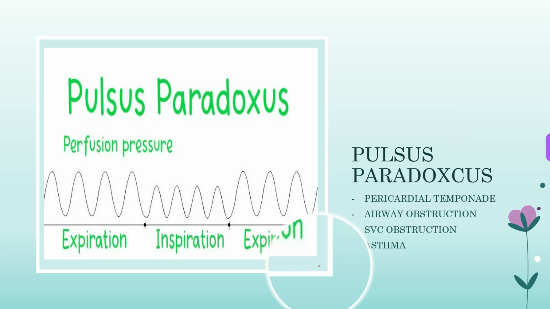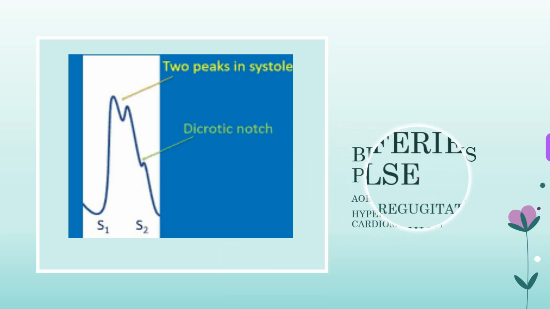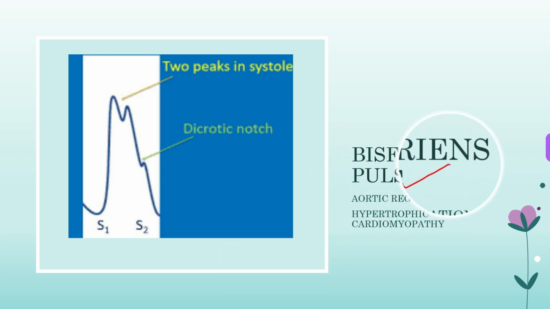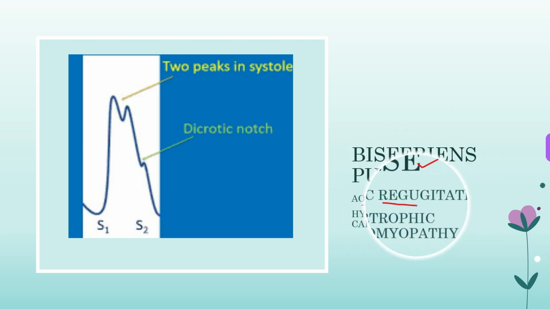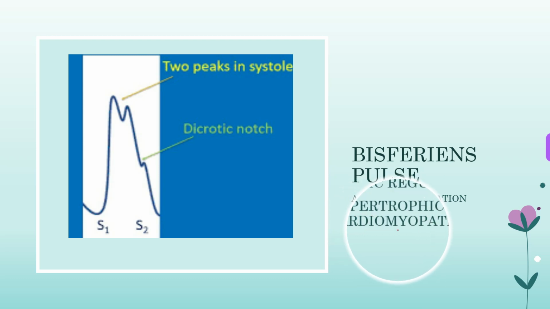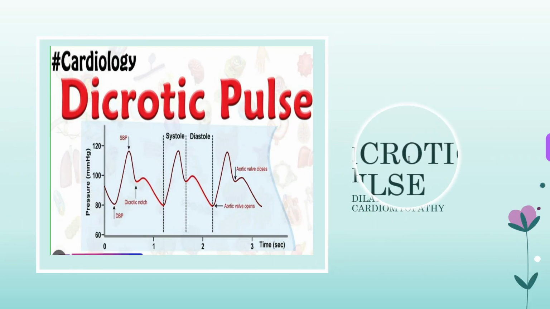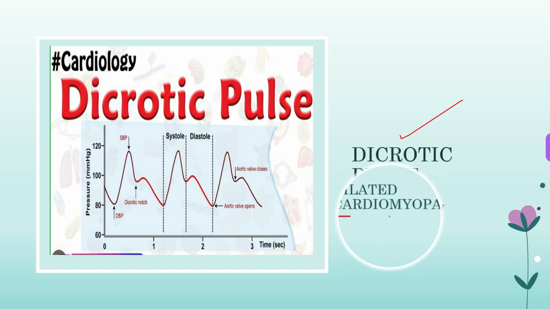Next we have a very important one, Rhys pulse. This pulse is again seen in two conditions. One is aortic regurgitation, second is hypertrophic cardiomyopathy. Okay, so the pulse is seen in two conditions: aortic regurgitation and hypertrophic cardiomyopathy. Next we have a dicrotic pulse. Dicrotic pulse is seen in dilated cardiomyopathy. It is found in dilated cardiomyopathy.